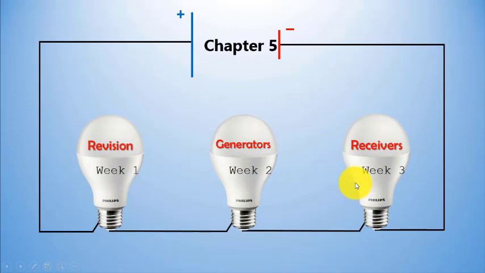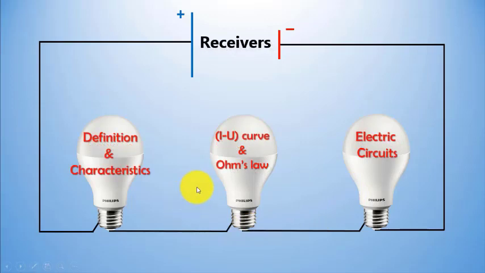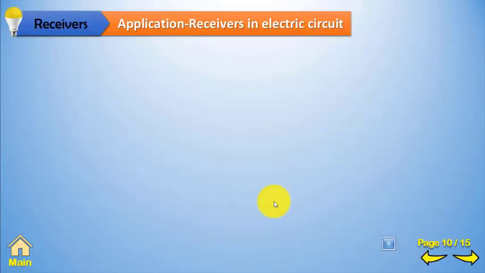In our previous video, we have studied receivers, its characteristics, its I-U curve and Ohm's law of a receiver. In our last video, we will have some direct applications on generators and receivers in electric circuits. Let's start with our first application.